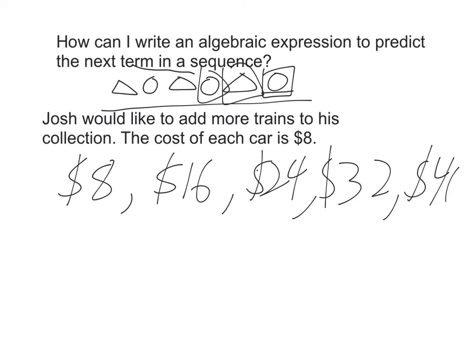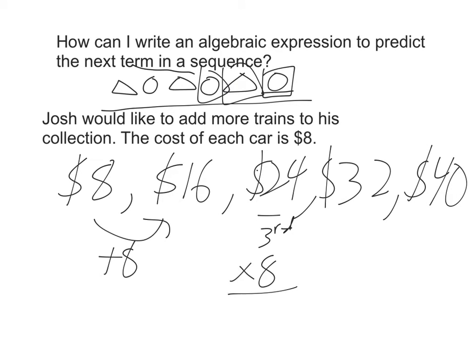So we're just counting by 8s, multiplying by 8s in theory. What's the process being done here? You could say you're adding 8 each time. You could say you're taking the number, like third, and doing that times 8. There are different ways you can think about this one.